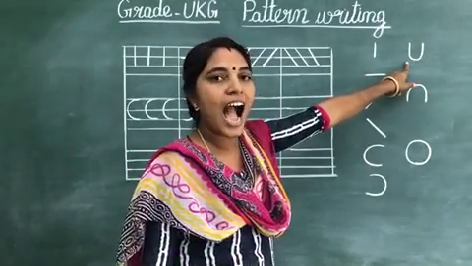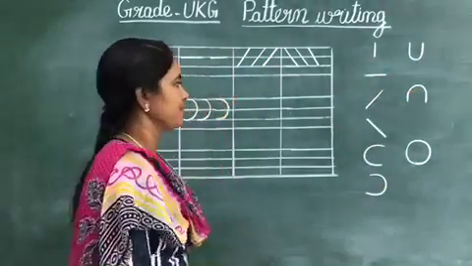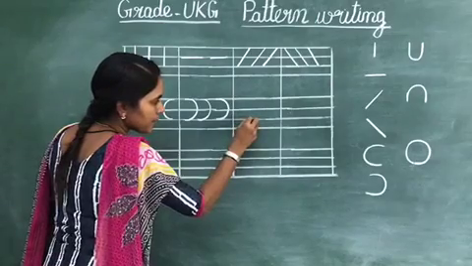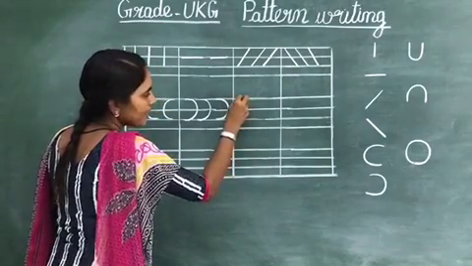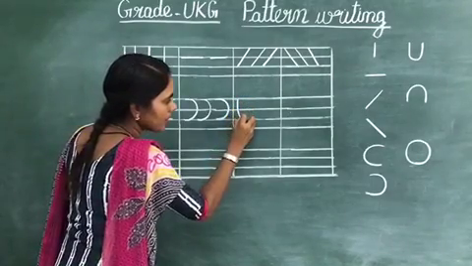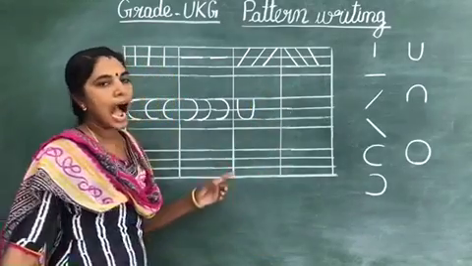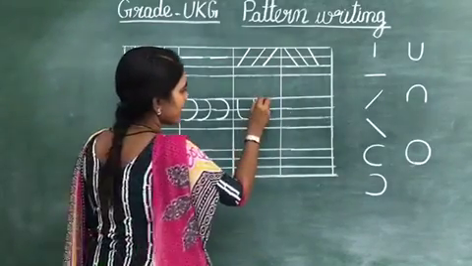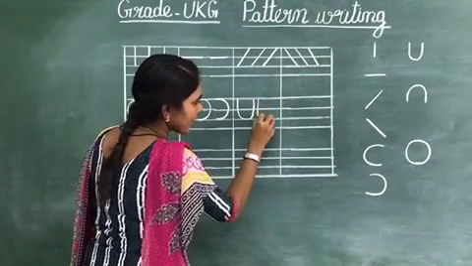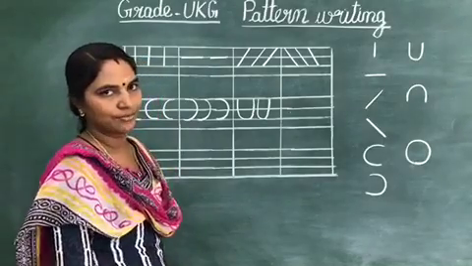What is this? Up curve. From the red line to the second blue line, again go up. Start from the red line, come down, again go up and touch the red line. Up curve. From the red line to the second blue line, again go up. Up curve.